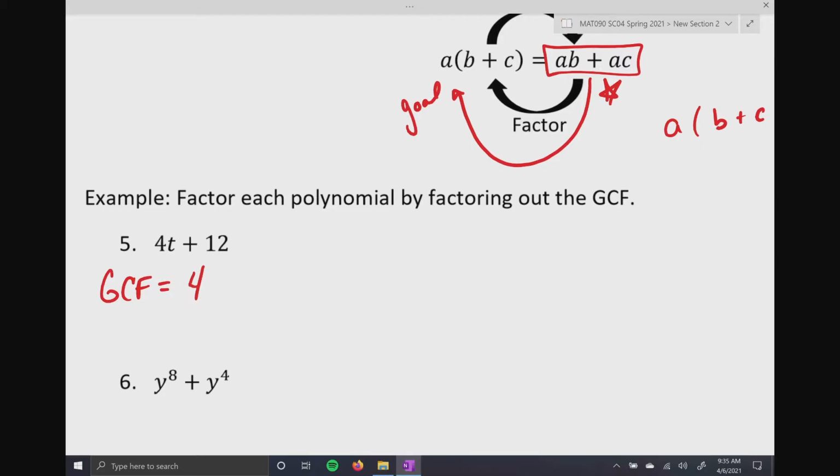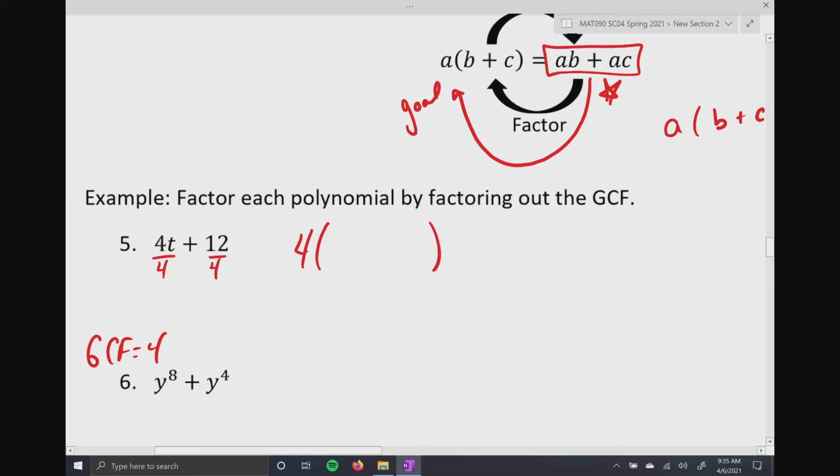So now that I've established that my GCF is 4, I'm going to write a 4 in parentheses. I should have given myself a little bit of space here. Now that I know the GCF is 4, watch how I do this. Everybody, you got to watch the screen because you'll miss it. I'm going to divide all these terms by 4. I know 4 over 4 reduces, so I'm left over with a t. And 12 divided by 4 is 3. Now I'm going to erase that. Does that make sense, everyone?